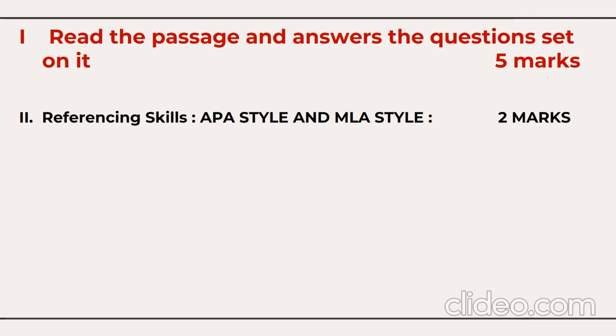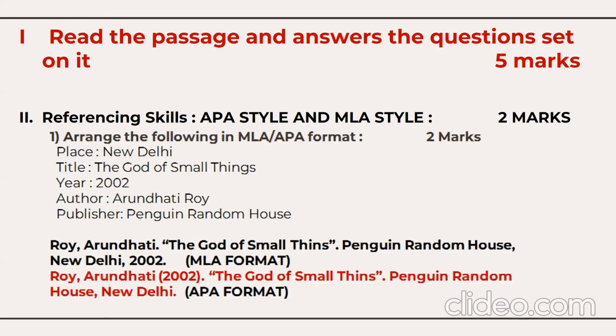Now, how will the question appear? The question will appear like this: arrange the following information in the APA or the MLA format. Place of publication, New Delhi. Title of the book, The God of Small Things. Year of publication, 2002. Author of the book, Arundhati Roy. Publisher, Penguin Random House. So what's the technique here?